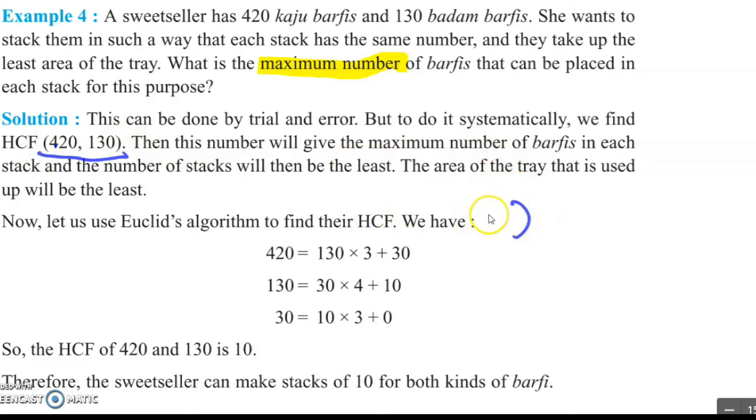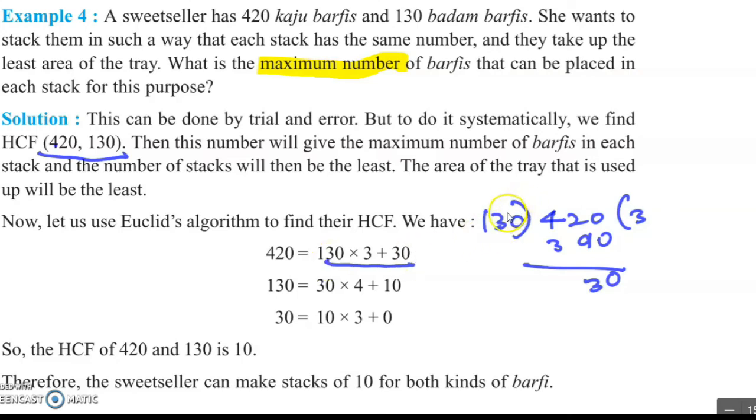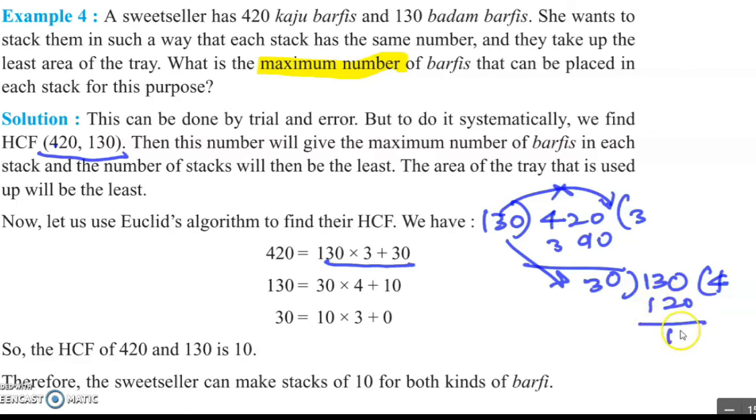You can just try this here. It's not a big problem. So 130 comes out here and 420. 130 goes 3 times: 3 threes are 9, and so on, giving 390 and a remainder of 30. Since this is not equal to 0, the first step is 420 equals 130 into 3 plus 30. Now 30 becomes the divisor and 130 the dividend. 30 goes 4 times, which is 120, so the remainder will be 10.